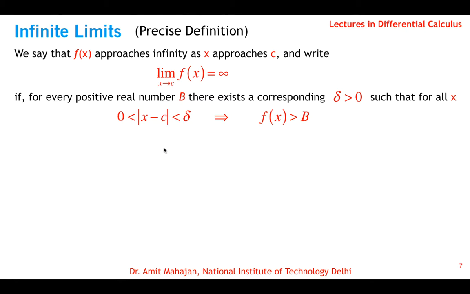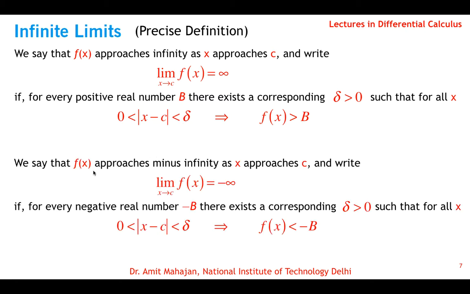Okay, similarly, we can define that the function approaches minus infinity as x approaches c, and write that the limit of the function as x approaches c is minus infinity if for every negative real number minus b there exists a corresponding delta positive, such that for every x which lies in the delta interval from c, the function values are much smaller than this minus b value.